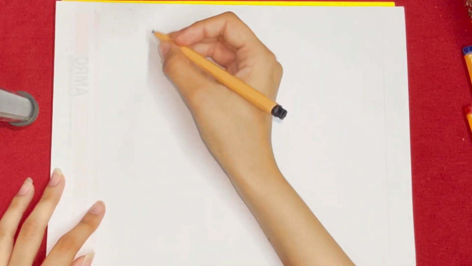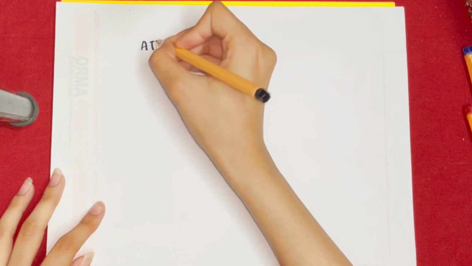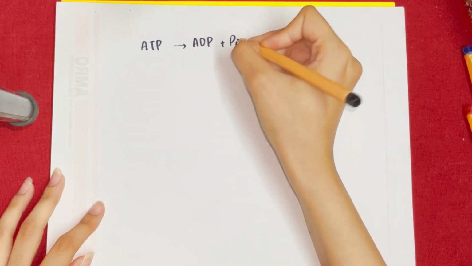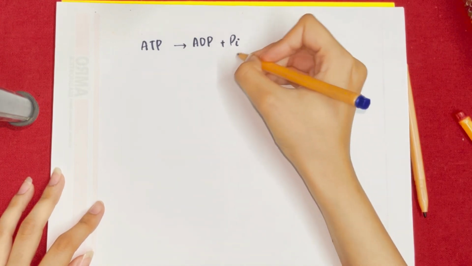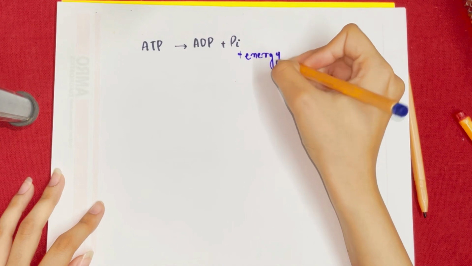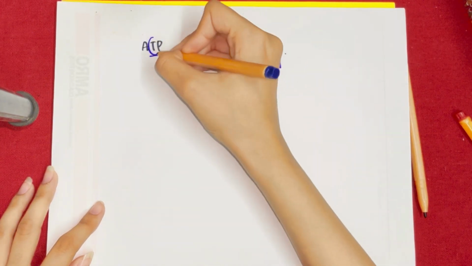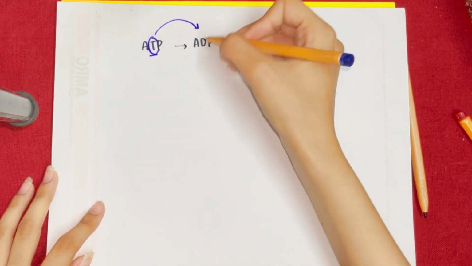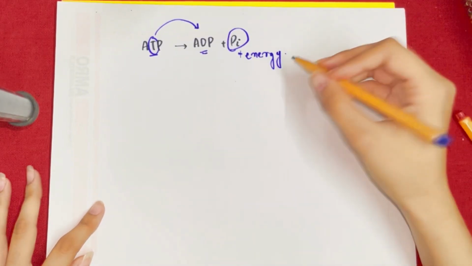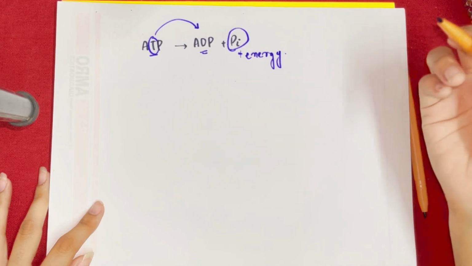Like we have discussed earlier, ATP is converted into ADP with the release of a phosphate group and also the release of energy. How is it done? We have already discussed that this is adenosine triphosphate, which is converted into adenosine diphosphate, and the phosphate group is released. When one group is released, it results in the release of energy.